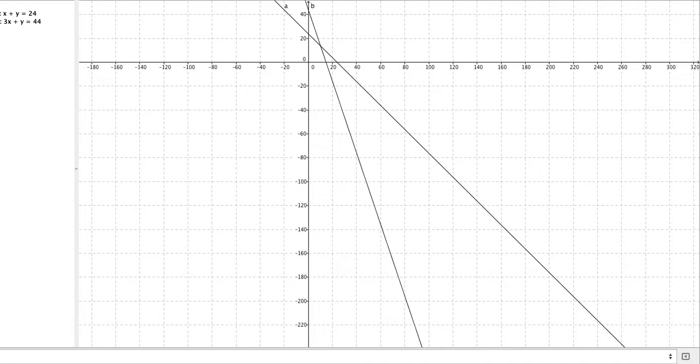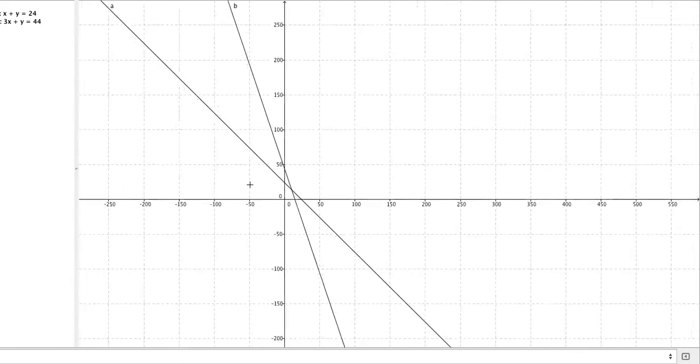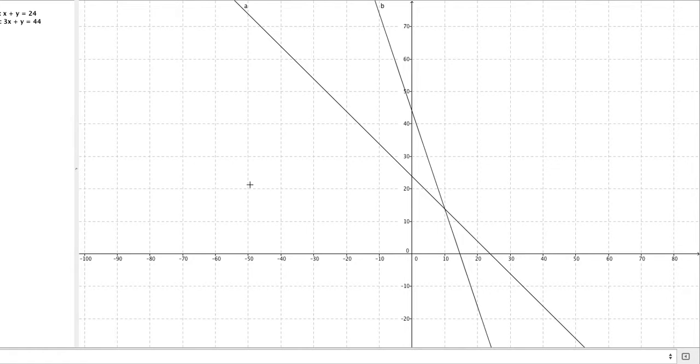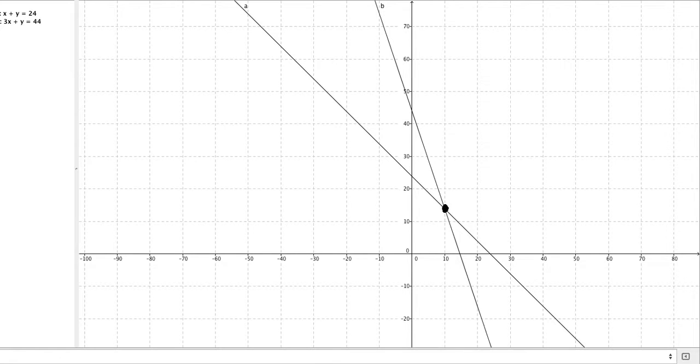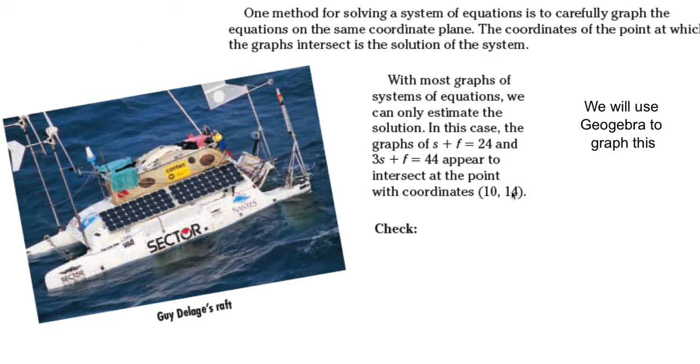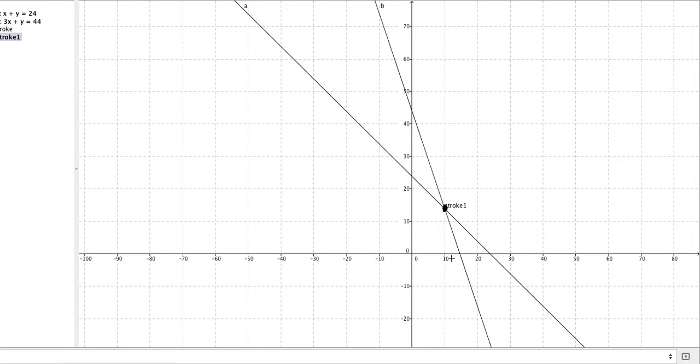If you notice, let's make it bigger a little bit. There it is. That point right over there is the intersection of both graphs. Now let's go back to our problem. It appears that the intersection of both graphs is 10 and 14. Let's verify that it's 10 and 14. Look at this, it's 10, and very close to 14. So that's the intersection of both of our graphs.